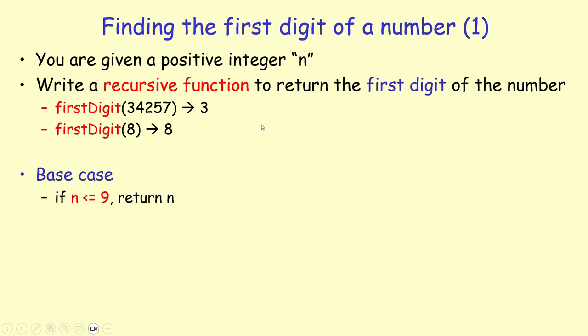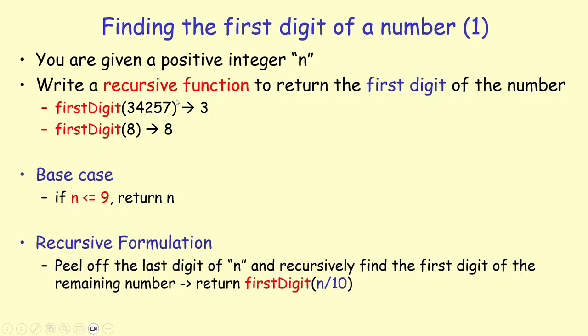The way you approach these kinds of problems is first you identify the base case. So we say if n is less than or equal to 9, meaning that the number only has one digit, that's our answer, so return n. Otherwise, take a number that has more than one digit, like 34,257.